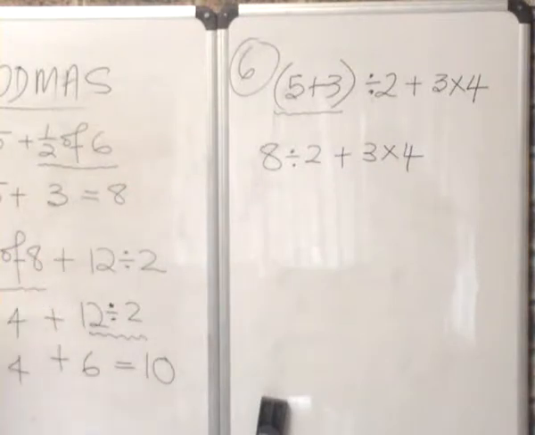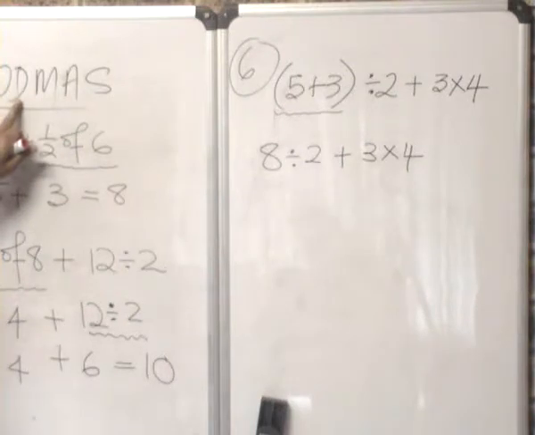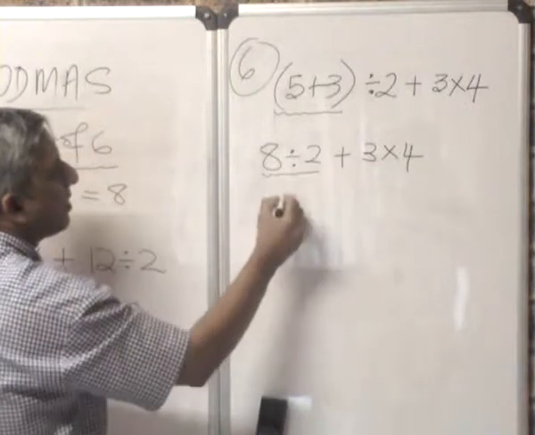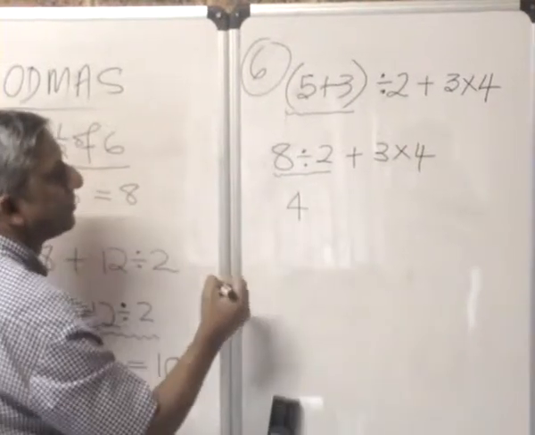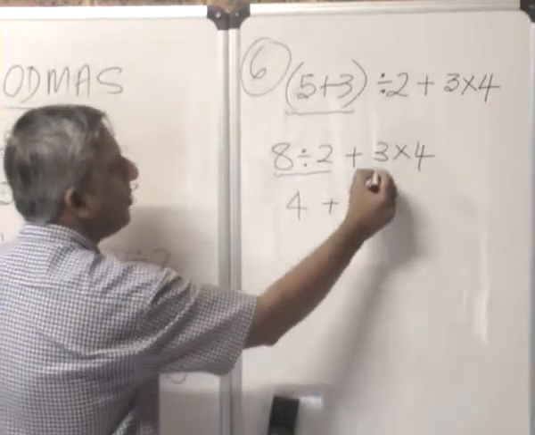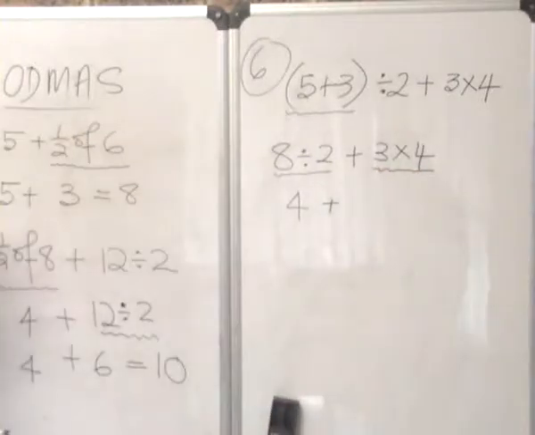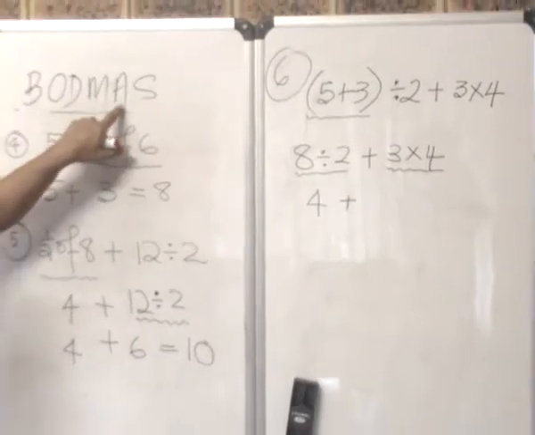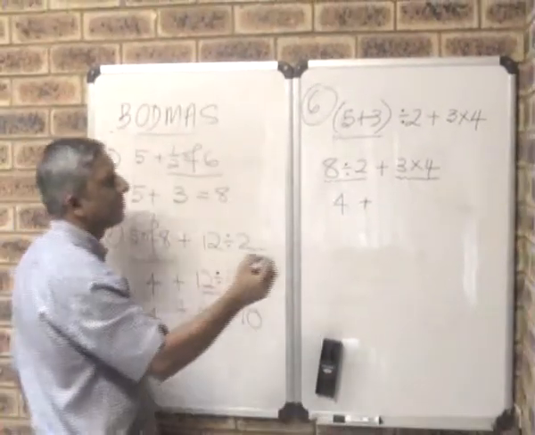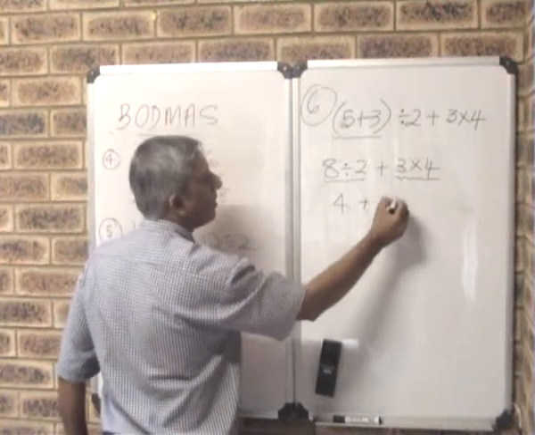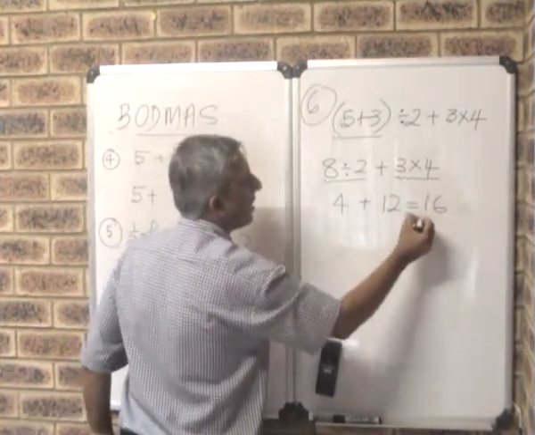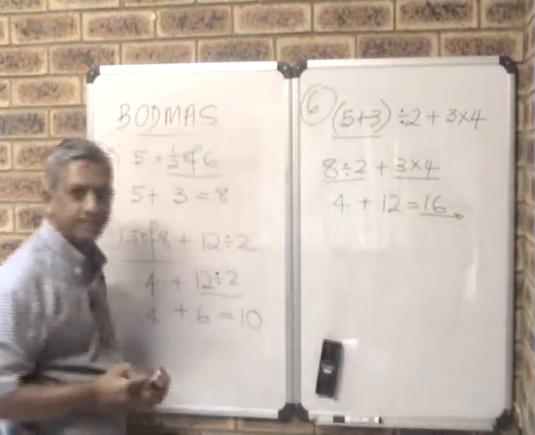Now you have a look at it again and follow the rule of BODMAS. You've got a division, so you have to do the division first. 8 divided by 2 will give you 4 plus. And then when you look here, you've got multiplication, and the multiplication must be done before the addition. So I have to multiply first. 3 times 4 is 12, and 4 plus 12 gives me the final answer 16.